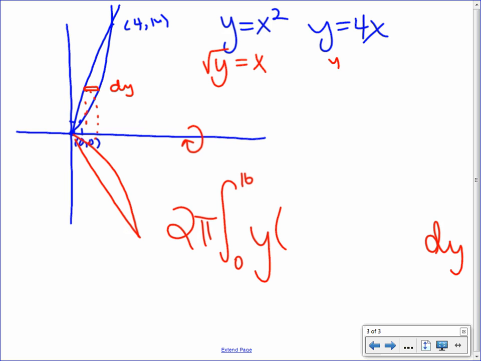And y over 4 equals x. Okay, so what is on the very right? The square root of y. Radical y minus our left equation, 1/4 of y. y over 4. Plug it into your calculator. Remember, you can use the x in your calculator. It'll still integrate the same. It's the setup that's important.